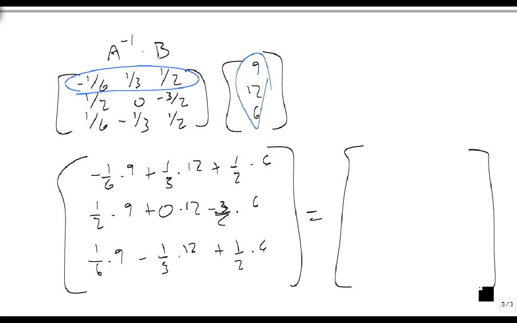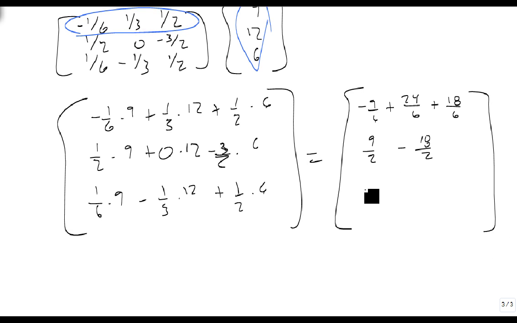Well, I'm going to rewrite these so they all have the same denominator and all the multiplication is done. So this is minus 9 sixths plus 24 sixths, double it, plus 18 sixths because I need to triple it. The halves are okay because we just have 9 halves minus 18 halves. The 12 and the 0 go away. And this gives me a positive 9 sixths, a minus 24 sixths, and a positive 18 sixths.